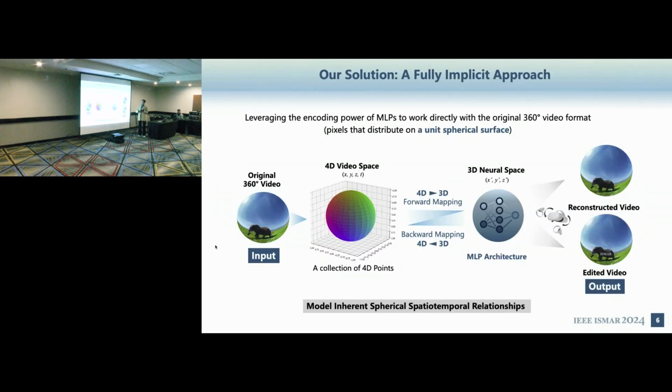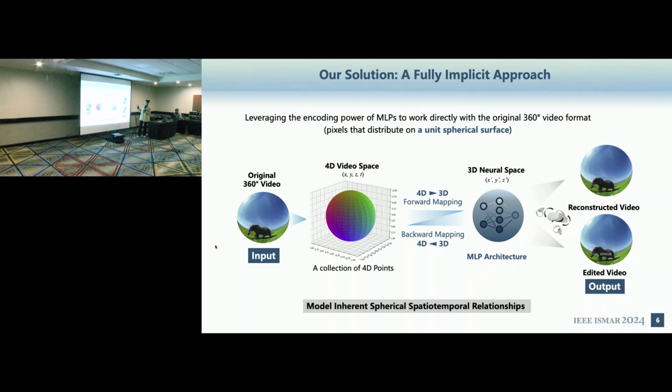To address this, we propose a fully implicit approach, and we aim to work directly on the original 360 video format. Our method leverages the encoding power of MLPs to process the pixels that are distributed on a unit spherical surface. In our pipeline, we treat the given 360 video as a collection of 4D points: 3D for the spatial positions in spherical coordinates and 1D for time.